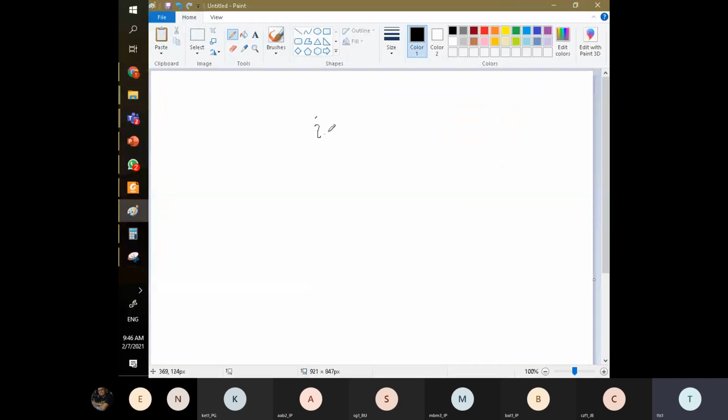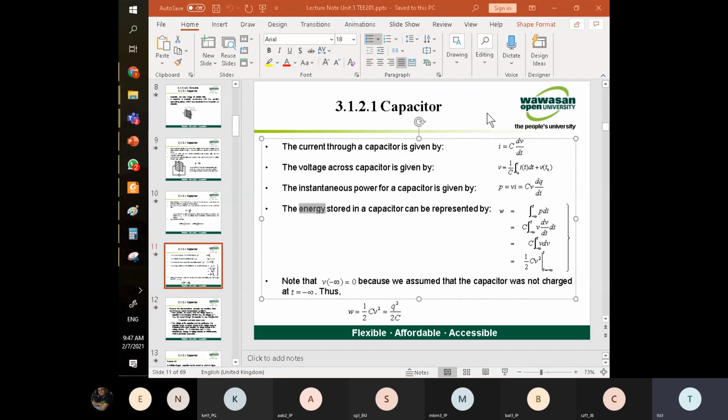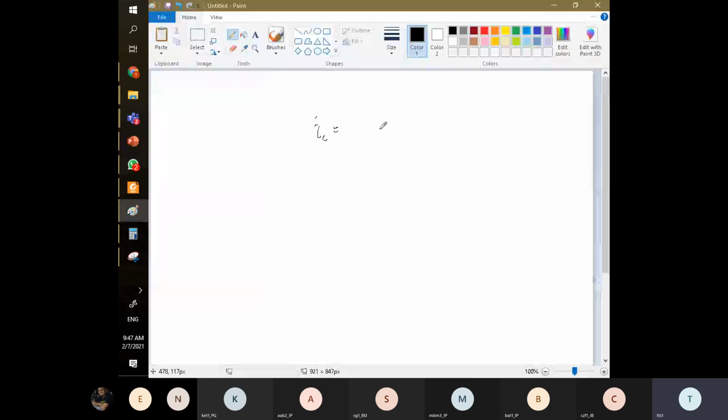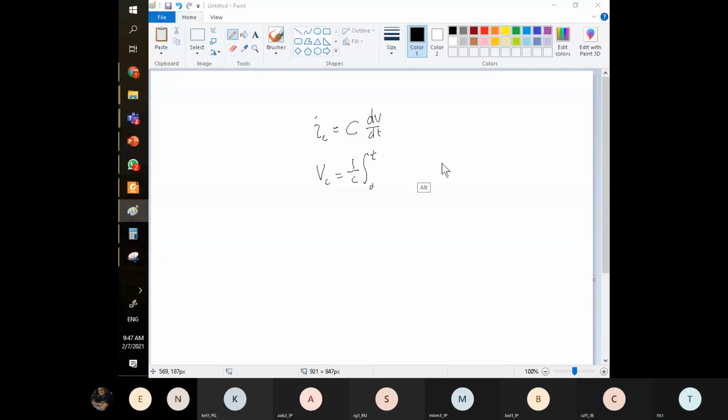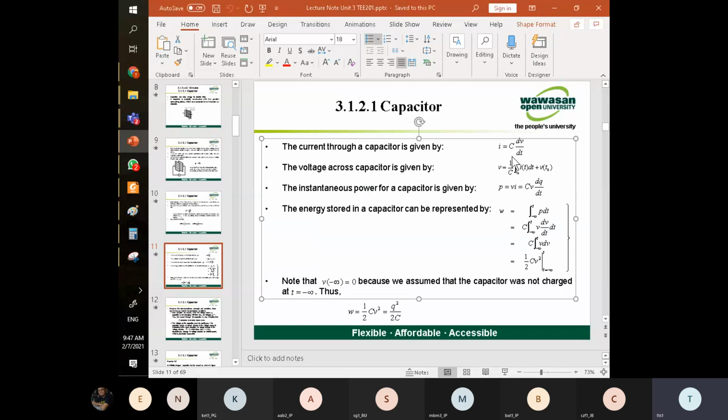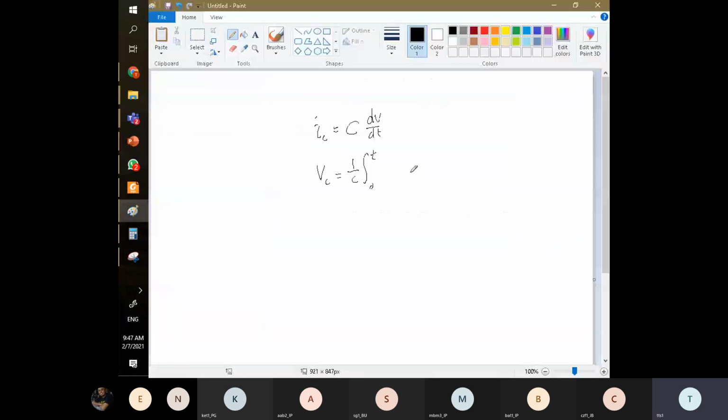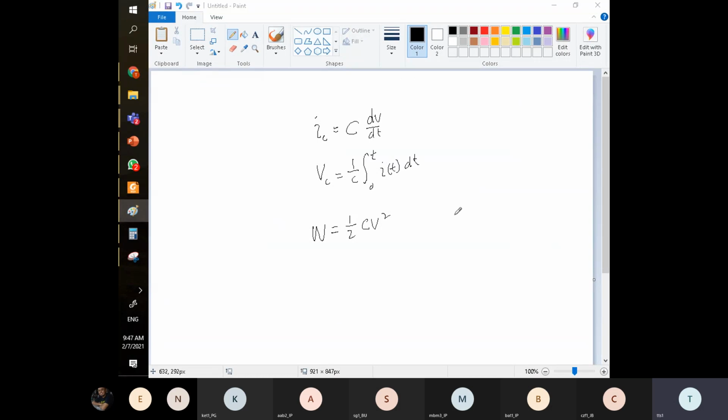Current for the capacitor is equal to C dV/dt. Voltage of capacitor equal to 1 over C integral from 0 to T of the current I dt. Okay, just remember these two. And then the total energy stored in the capacitor is a half times CV squared. These three are the most important ones to remember.